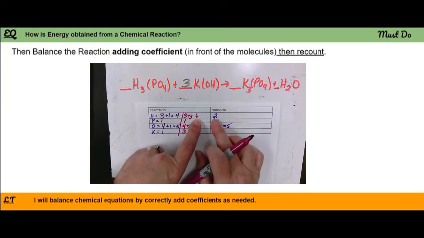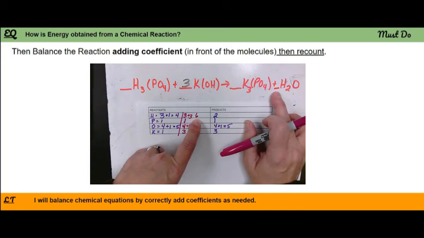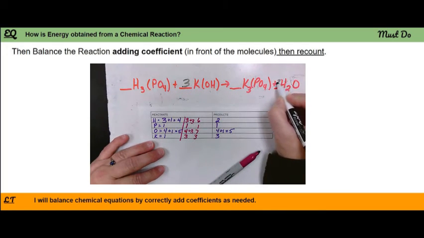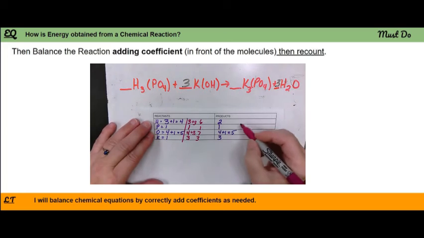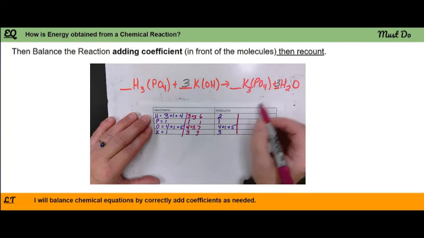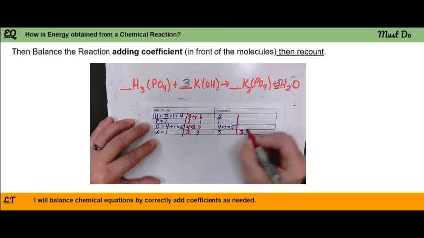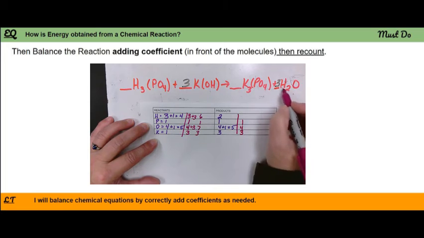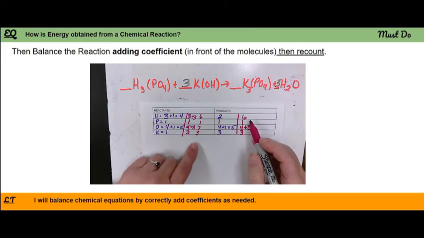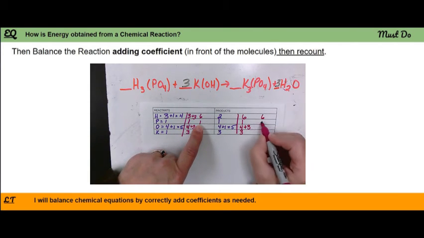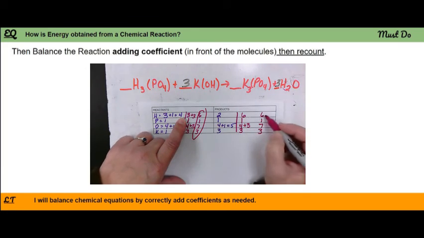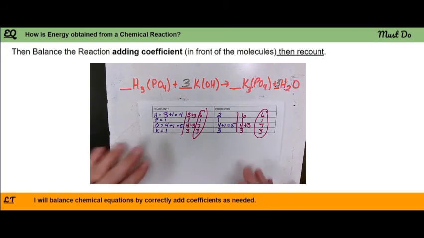So what I might need to do is multiply this side by 3, right? So I can put a 3 in front of the H2O. Okay, so that changes this side to 3K, 1P, 4 O's, 6 H's, and 3 more O's. So now if I look at it, I have 6, 1, 7, 3. And if I look at these numbers, now they're the same. So this means it's balanced.